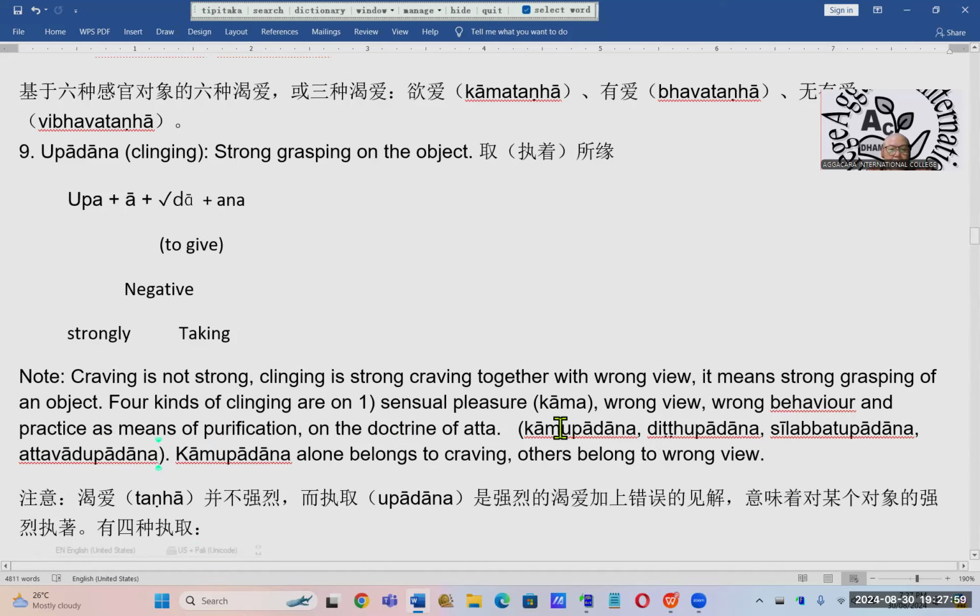So only this one, kama-upadana, belongs to craving. The other ones, ditthi-upadana, sila-bbata-upadana, atta-vada-upadana, belong to wrong view. So this means that upadana itself is either craving, cetasika, or ditthi, wrong view, cetasika. So when you come to intermediate class, you need to identify which is the citta, which is cetasika in detail already.